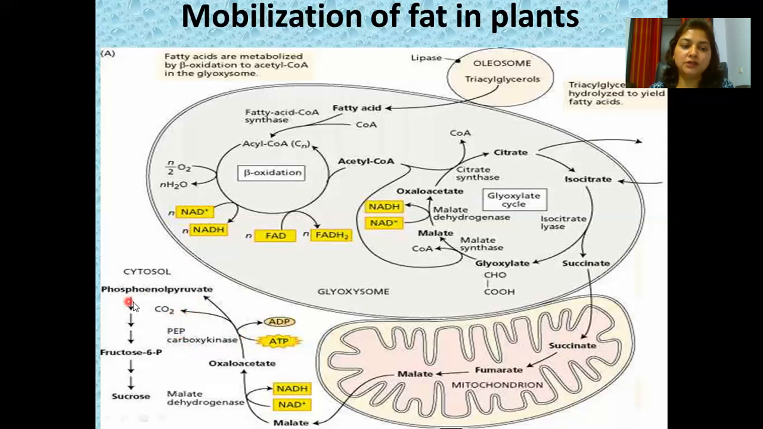After this, phosphoenol pyruvate, through a series of reactions that constitute the process of gluconeogenesis, is ultimately converted into sucrose. This sucrose, which is the mobile form of the reserve food material, is now moved toward the growing embryonal axis and acts as a source of energy and further helps in the growth and germination of that particular seed.